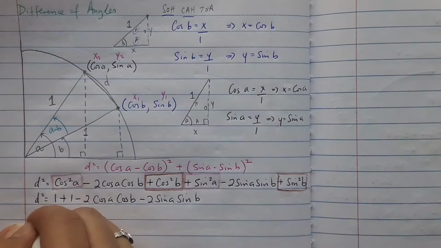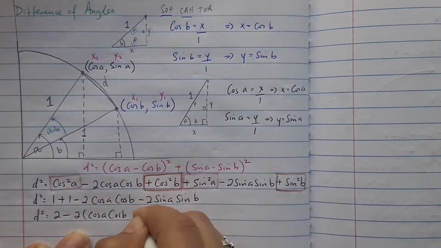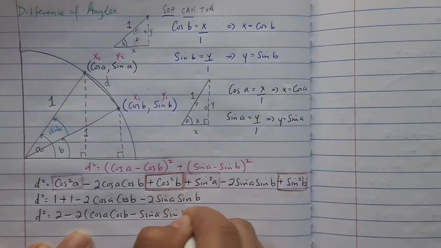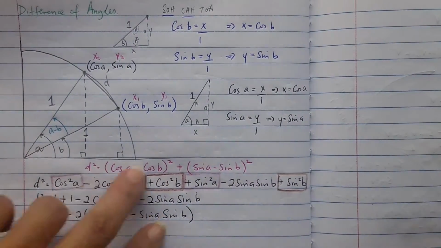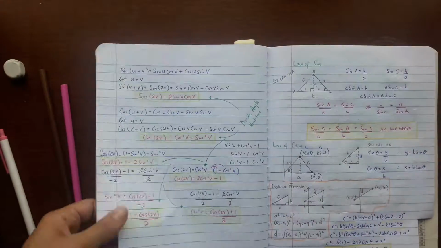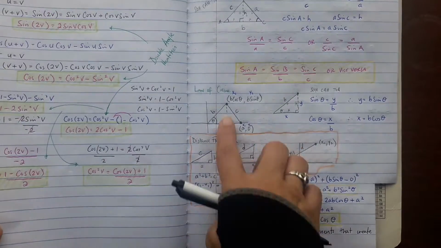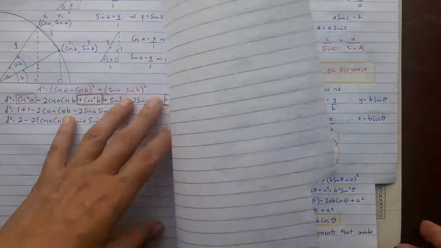Alright, then what can I do? I can factor out negative 2 for both of these, leaving cosine A cosine B plus sine A sine B. So we're going to keep that just like that for right now. I'm going to come back to it. Alright, so I'm going to find d another way and equate it to that. Using the law of cosines that we just did, I'm going to use that to find d.